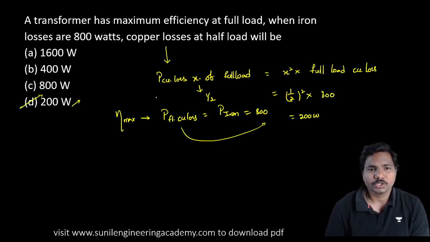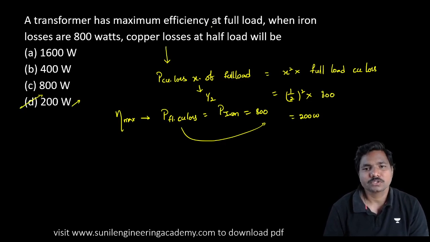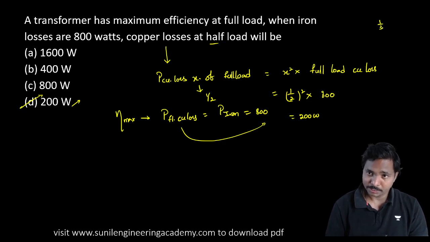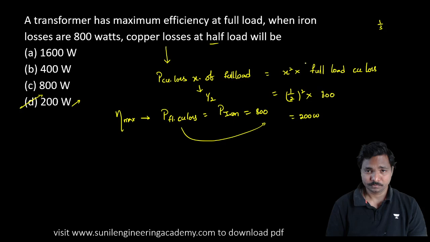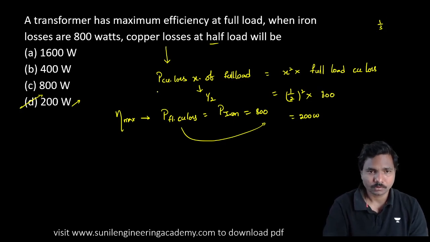Just multiply with x square, whatever value they have given. Half load means 1 by 2 whole square. 1 by 3 load means 1 by 3 whole square. 1 by 4 means 1 by 4 whole square, like that.